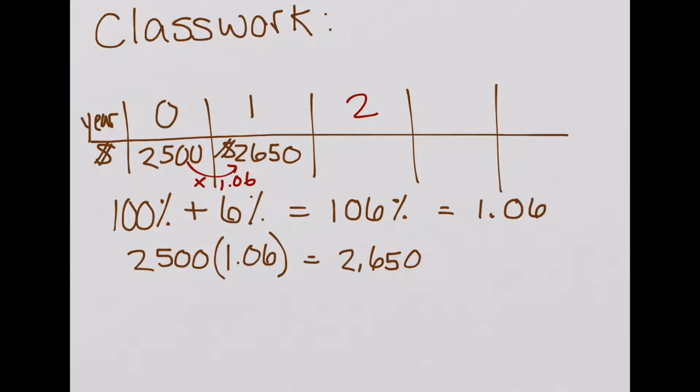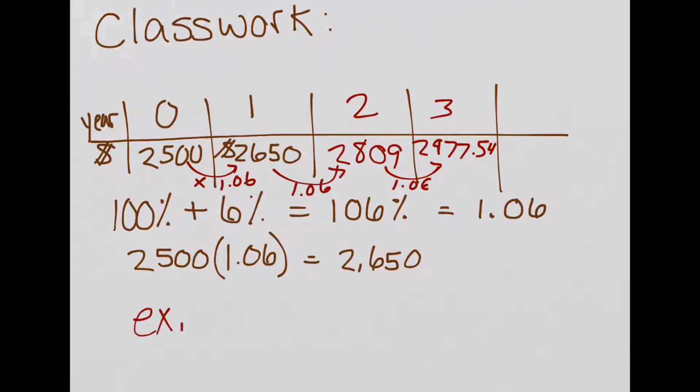Well, 2,650 times 1.06 is 2,809. You're going to multiply by 1.06 again, and you are going to get 2,977.54. And you could keep doing that to fill in the rest of your table. The point is, when you're multiplying every time, we're not really dealing with geometric sequences anymore. We are dealing with exponential functions. And when it grows by multiplication every time like that, then yes, that is an exponential function. So for number 2, the answer is yes.